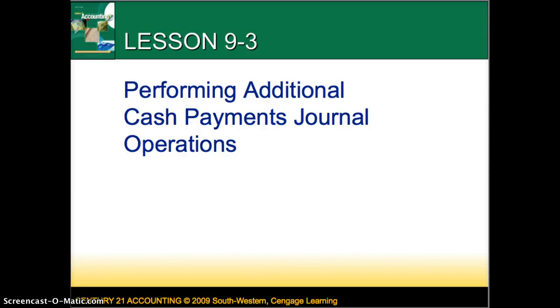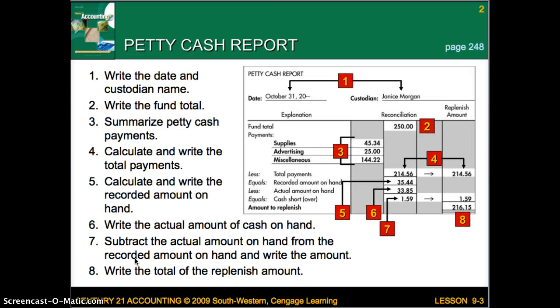This is Lecture 9.3, Performing Additional Cash Payments Journal Operations. This is found on page 248 of your book. The main thing that we're going to be talking about in this section is our petty cash report and replenishing our petty cash fund.